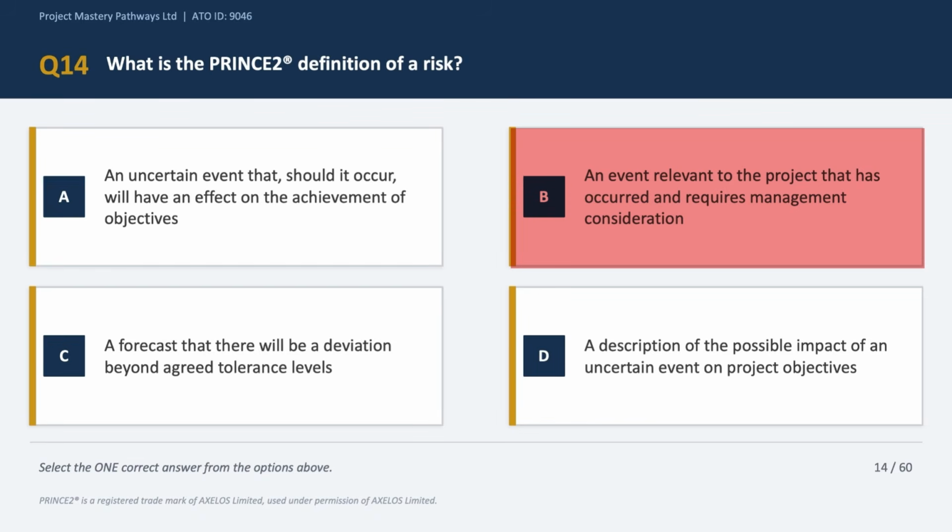Option C says a forecast that there will be a deviation beyond the agreed tolerances.